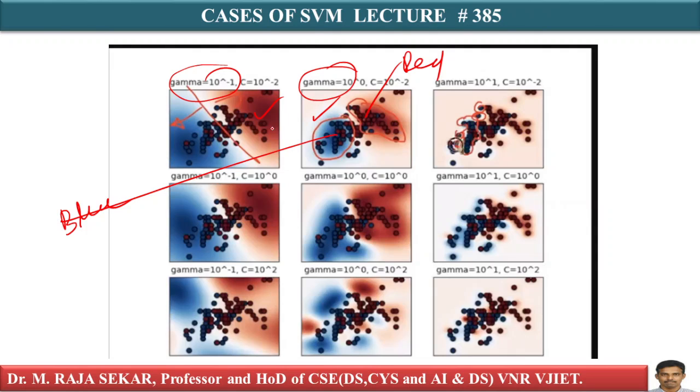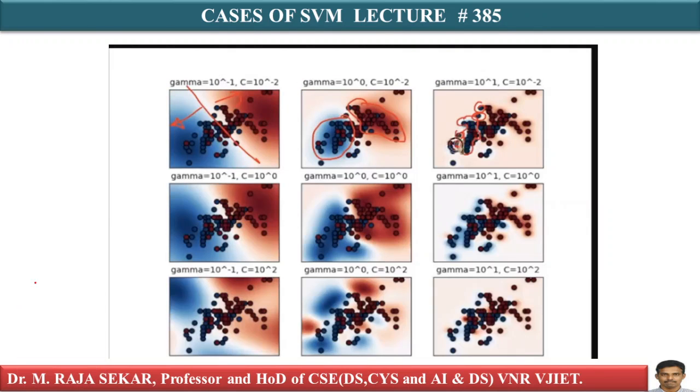Now, the rest of the points, what is this? All these points are blue points, all these points are red points, isn't it? Of the rest of the points, some of them are blue and some of them are red, isn't it? But as gamma increases further or sigma reduces further, it gets tighter and tighter, literally overfitting.